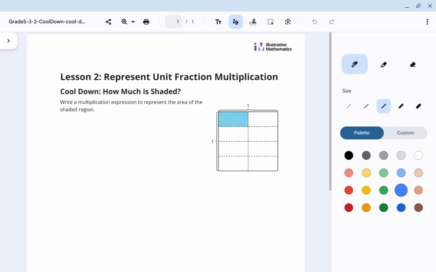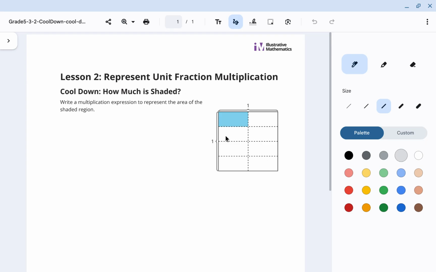Good morning, mathematicians. We are looking at lesson 2, representing unit fraction multiplication. We're going to answer our question, how much is shaded? We are tasked to write a multiplication expression to represent the area of the shaded region. Now, the area of the shaded region, of course, is here in blue.